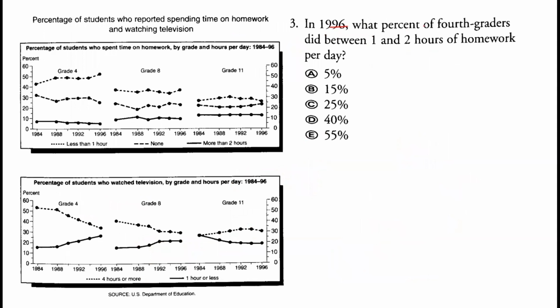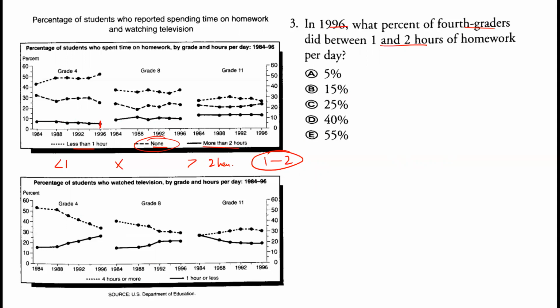Now in 96, what percent of fourth graders did between 1 and 2 hours of homework? So we have less than 1 hour, none. So there are students who are not doing homework at all, and more than 2 hours. Now we need to understand that this data is not exhaustive. So we have less than 1, we have none, and we have more than 2 hours. What about students who are doing homework between 1 and 2 hours? So this needs to be also included. So in 96, so this is your 96.